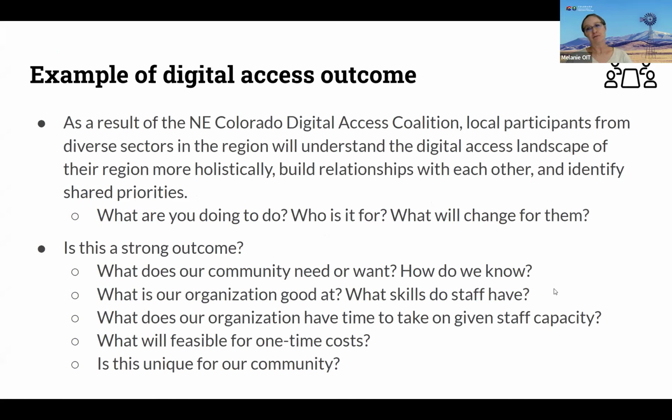So I'm going to give you a real example of a digital access outcome. This is something that Katie and I have been working on with CSU Extension and with the Office of eHealth Innovation. We have a brand new coalition, the Digital Access Coalition in Northeast Colorado. So as a result of this coalition, local participants from diverse sectors in the region will understand the digital access landscape of their region more holistically, build relationships with each other, and identify shared priorities. So the questions we're trying to answer with an outcome are, what are you going to do? Who is it for? And what is going to change for them?